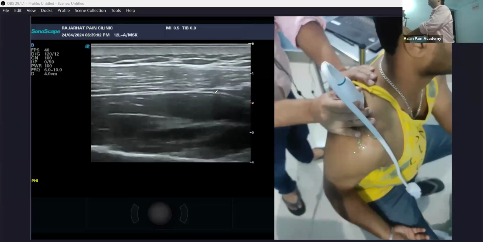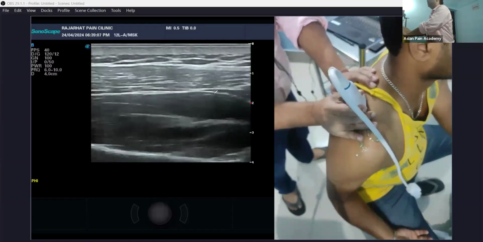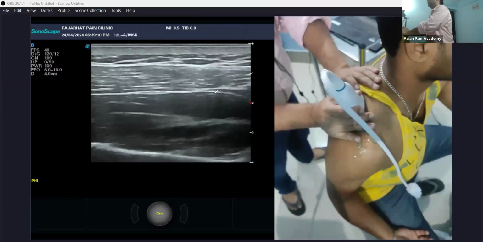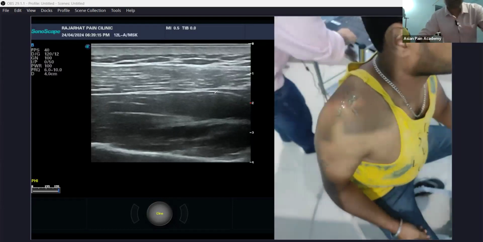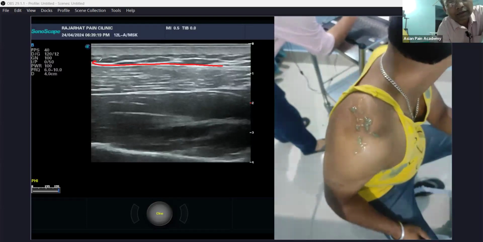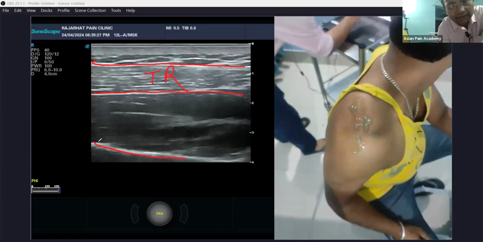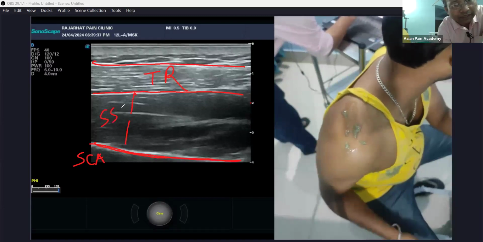Okay, so you can see the first muscle layer which we are seeing. Okay, freeze it. So the first muscle layer, it is a bit more white. So this muscle layer is trapezius, and this is the bony margin of scapula. Between them, this is the supraspinatus.